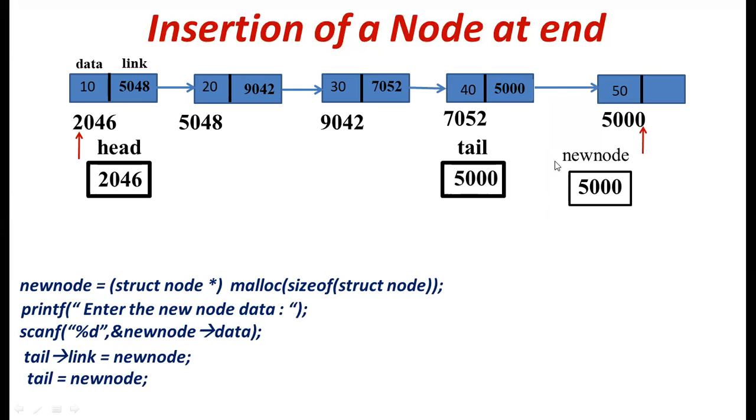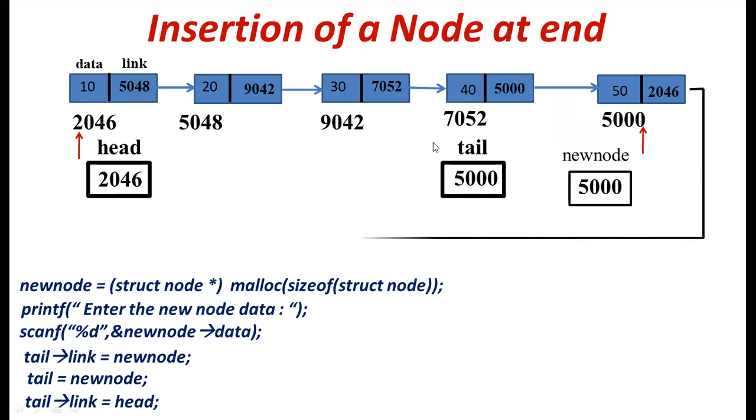Then the tail to link should be holding the address of the first node. So here we should have the address of the first node. So here we write tail to link is equal to head value, that is 5046 value. So now we are going to have this particular connection. So this is how we can insert the node at the end of the circular linked list.